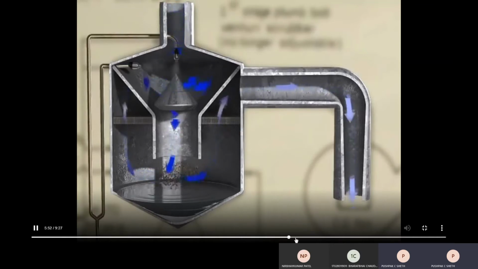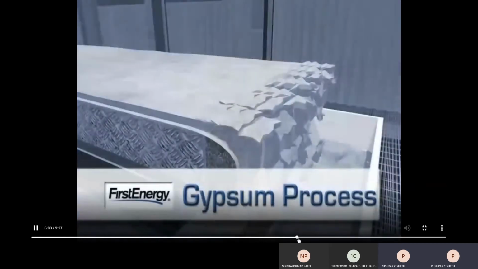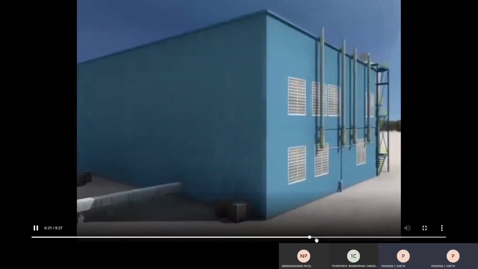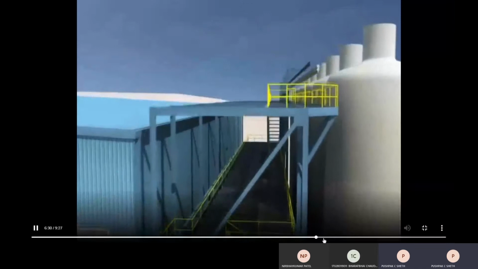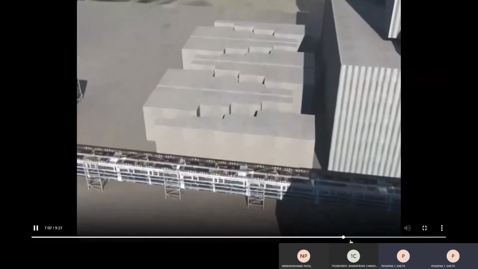They will come again in ash handling plants also, that mechanism. Say gypsum process, the byproduct is gypsum. Thermal power plants, the byproduct is gypsum, that you will come to know later on. How the gypsum is prepared, that is none of our business, but the byproduct is gypsum.